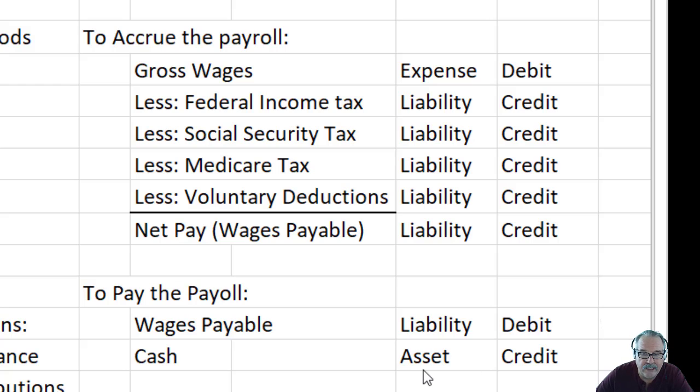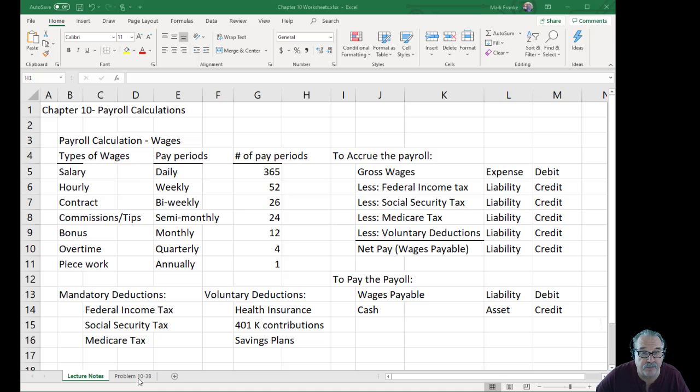Theoretically, let's do a problem. This is problem 10.3b.